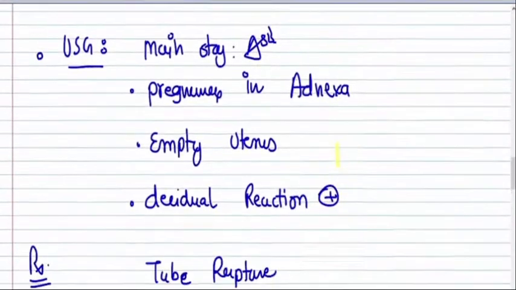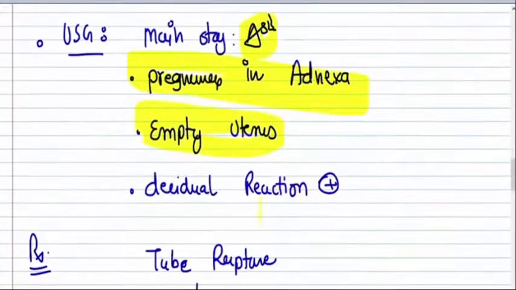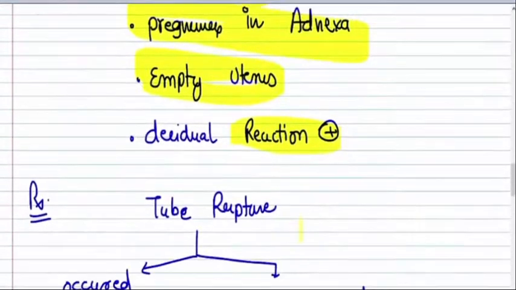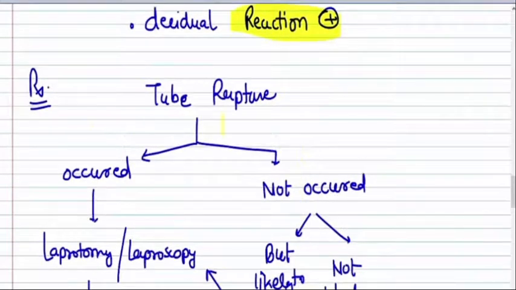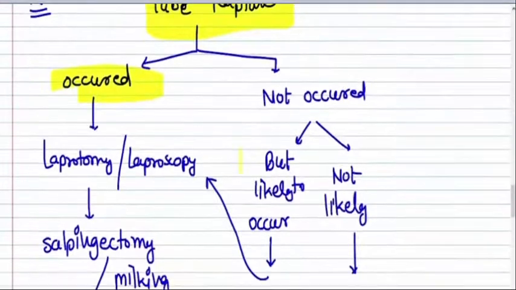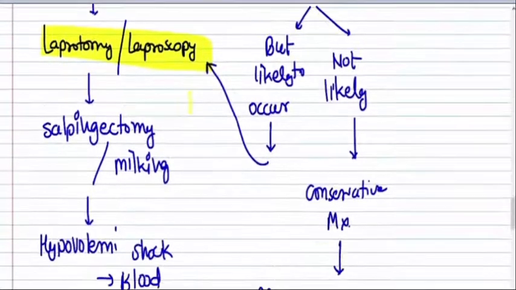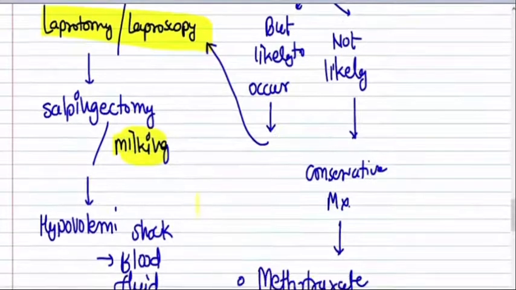Now ultrasound remains the mainstay of diagnosis. You can find any pregnancy in the adnexa, you have an empty uterus, and decidual reaction is present without any pregnancy. Now treatment depends on the status of tubal rupture. If tubal rupture has occurred, then you have no other option but to go for either laparoscopy or laparotomy, and salpingectomy or milking of the ectopic pregnancy should be done.